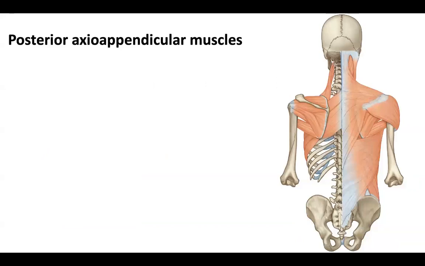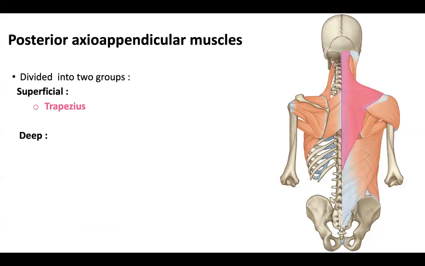The posterior axioappendicular muscles, as the name indicates, lie dorsally in our back, and they run from the axial skeleton to the appendicular skeleton. Since these muscles are found in our back, they are considered the superficial muscles of the back. They are arranged in two layers, a superficial layer and a deep layer. The superficial layer consists of two wide muscles, trapezius and latissimus dorsi.